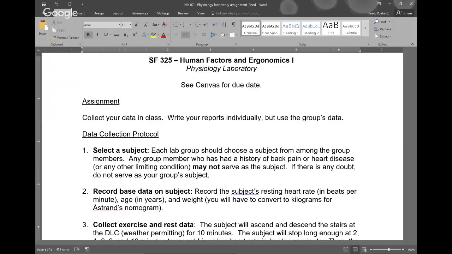Like it mentions there, we're going to collect data in class in your groups. I don't care if you work together on discussing the report, but unlike the NIOSH lifting equation lab, I want you to write your own report and submit your own report individually. So work together as much as you like, but I'd like the words in your Word file to be typed by you, not copied and pasted or anything.